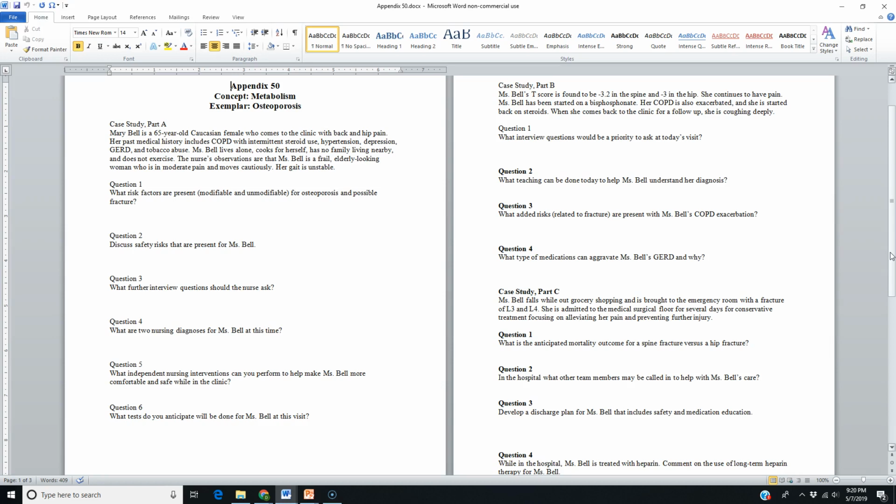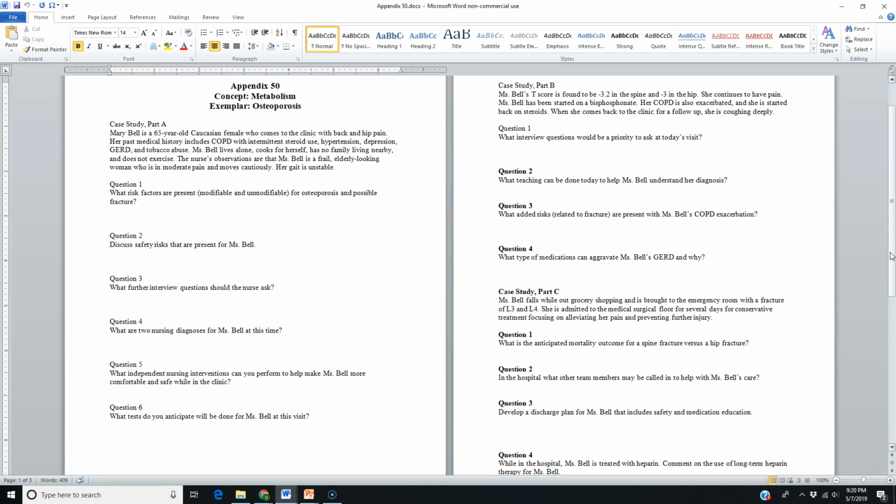Okay. If you look at part 2, her T-score is found to be negative 3.2 in the spine and negative 3 in the hip. She continues to have pain. Miss Bell has been started on bisphosphonates. Her COPD is also exacerbated, and she's started back on steroids. When she comes back to the clinic for a follow-up, she's coughing deeply. So see what her cigarettes have done for her. They've caused her to develop COPD.